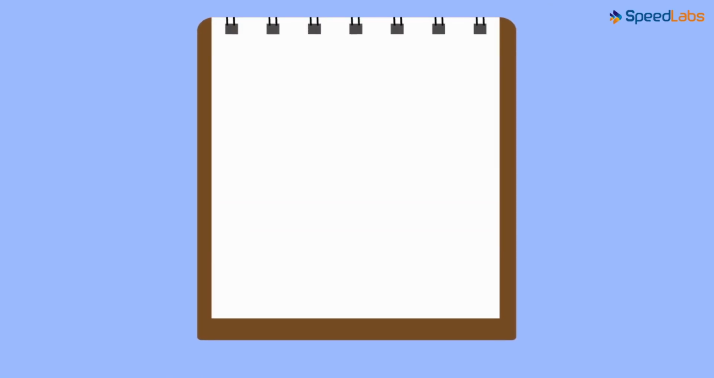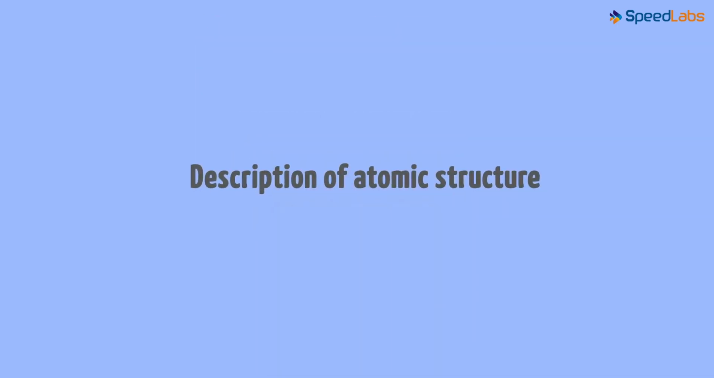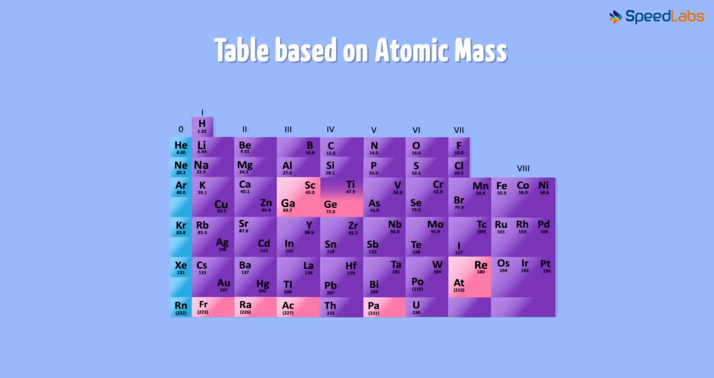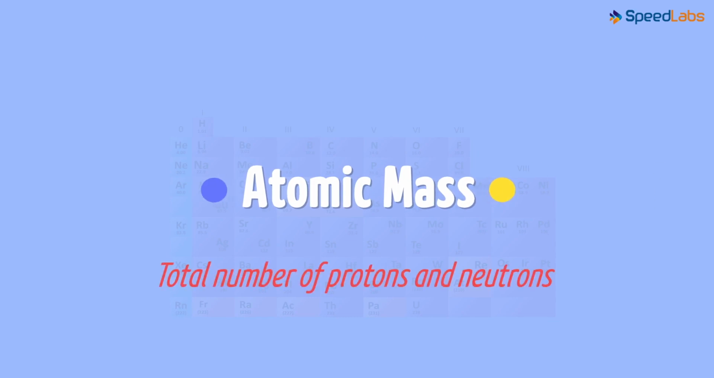We are done with understanding the first few limitations of Mendeleev's periodic table from our list. Now let us talk about the last two demerits that we are left with. The first among the two is about the description of atomic structure. We know that the table was based on atomic mass. And how do we define it? It's simply the total number of protons and neutrons that account for the mass of the atom.